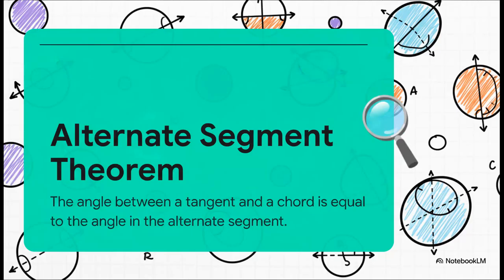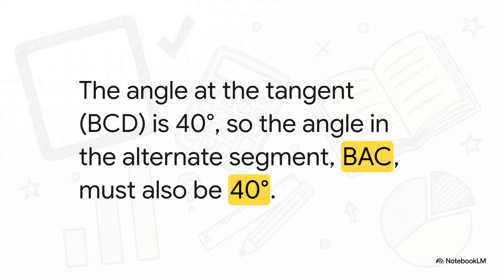It all comes down to a really cool circle theorem, the alternate segment theorem. You gotta love this one. It tells us that the angle between a tangent and a chord, right where they touch, is exactly the same as the angle in the alternate segment. And here's how it plays out in our problem. Since angle BCD is 40 degrees, that means angle BAC has to be 40 degrees too. Boom, just like that. We've got 1 mark in the bag.